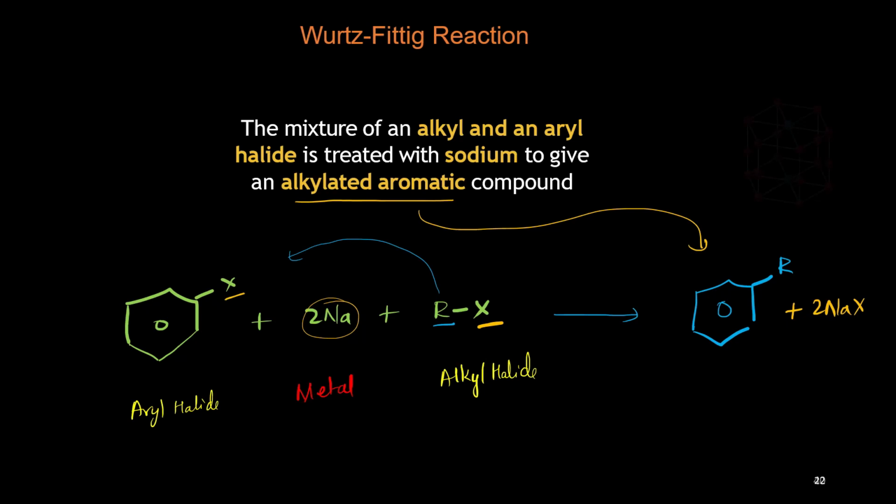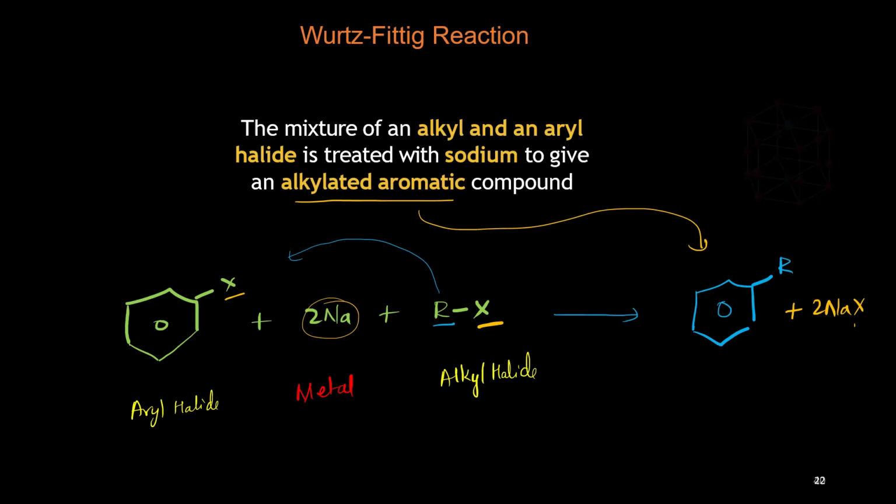So whatever this alkyl group is there, it will replace this halogen. So that will turn out to be an alkylated aromatic compound. And whatever the sodium halogen is there, it will form 2NaX. You can take like 2NaCl, 2NaBr, 2NaI. Okay. So it could be fluorine, chlorine, bromine, iodine. Any doubts? See, if you understood this Wurtz-Fittig reaction, there is another named reaction, which is Fittig. So simply you can understand two reactions here.